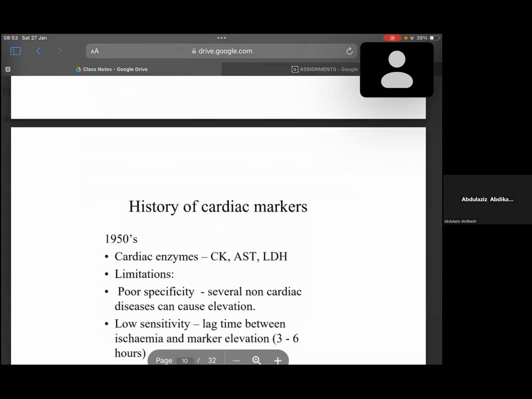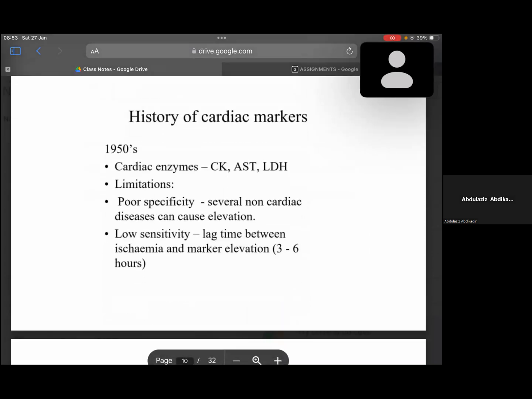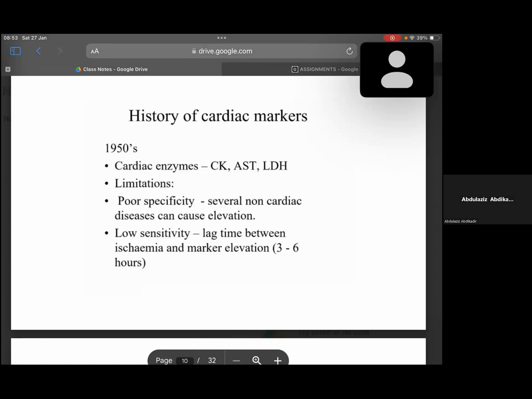So these are the old cardiac biomarkers, the CK, the AST, and the LDH. I told you the limitations, the poor specificity. So like AST is an LFT marker. AST is found in the skeletal muscle. The CK is found in the brain. It is found in the skeletal muscle. It is found in the heart. LDH is a mark of hemolysis.